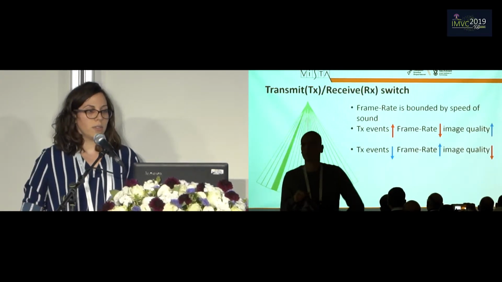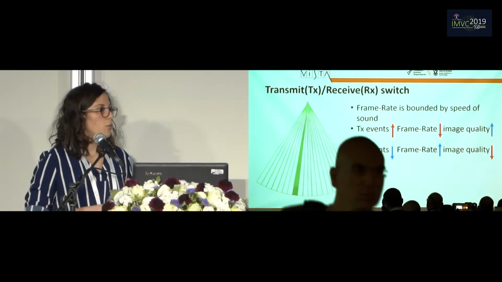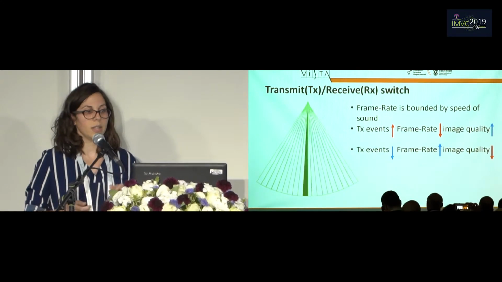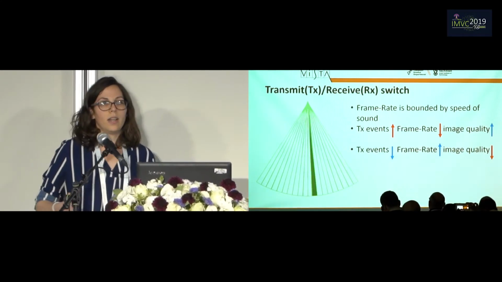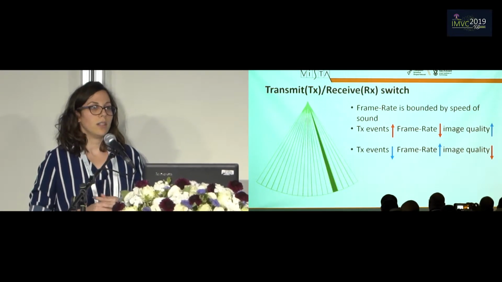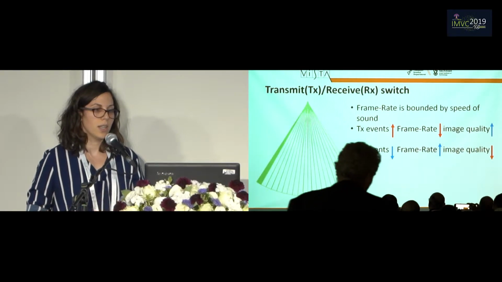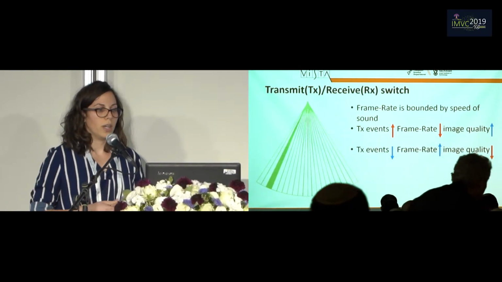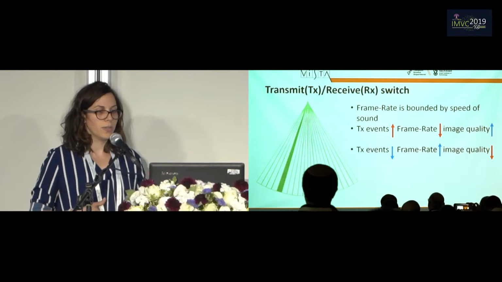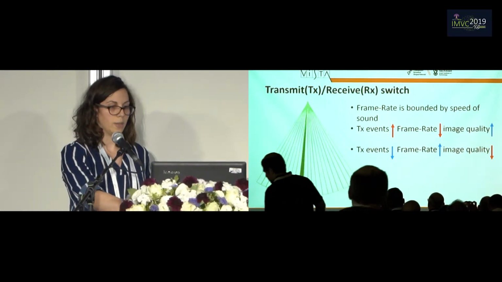In standard ultrasound acquisition, we scan the imaged region with a set of focused TX RX lines. This means that our frame rate is bounded by the speed of sound in the tissue or by the number of TX events. So if we want to increase frame rate, we need to reduce the number of TX events, and this comes at the expense of image quality.